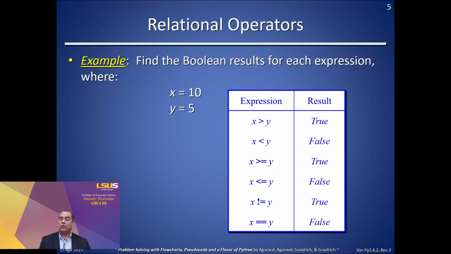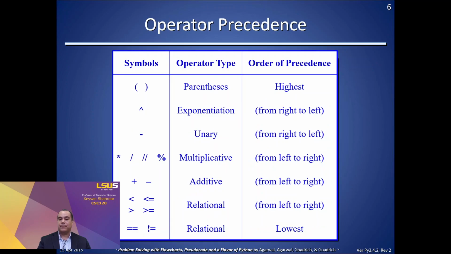Is x less than or equal to y? So 10 less than or equal to 5, and that's false. X not equal to y, that's true because they're not equal to each other. Is x equal to y? That is false.